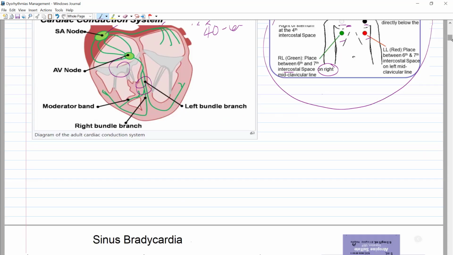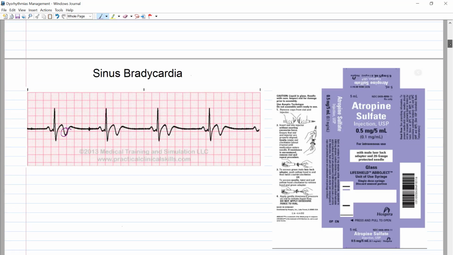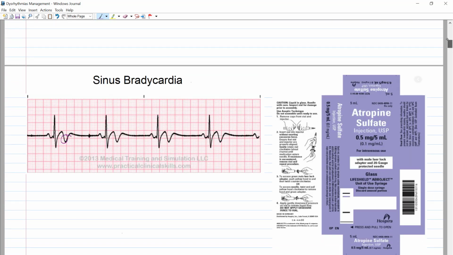So let's move on to the first arrhythmia that we will talk about today. The first one is sinus bradycardia. Sinus bradycardia means that the heart rate is less than 60. As you can see here, when you count the R's, there's only 4. So that is 40 beats per minute.